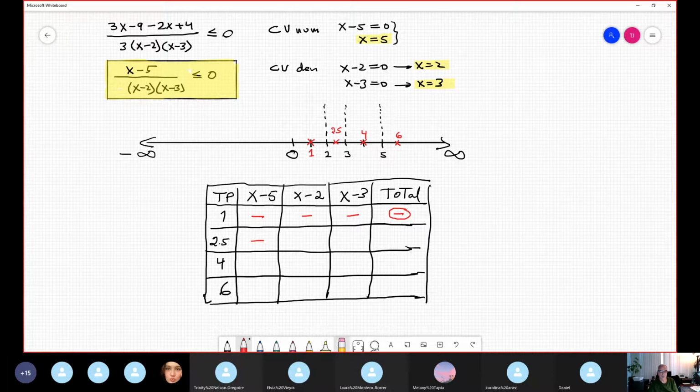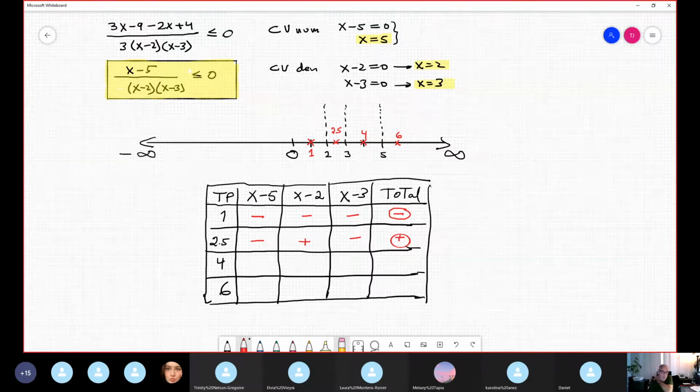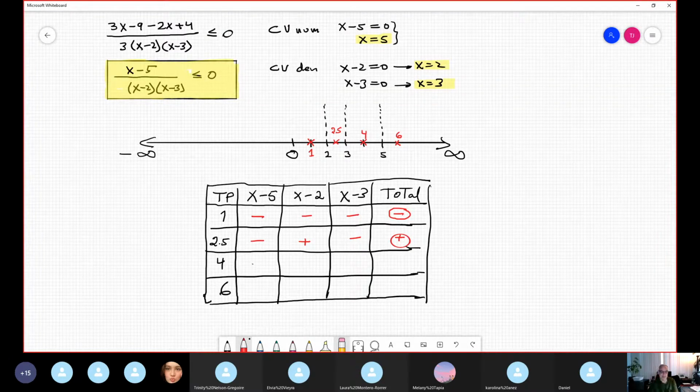2.5 minus 5 is negative. 2.5 minus 2 is 0.5, positive. And 2.5 minus 3 is negative. 2 negatives is positive. Remember, to know if it's positive or negative, you count how many negatives we have in total. We have 3 negatives. Odd number of negatives, negative. 1, 2. Even number of negatives, positive. 4 minus 5 is negative again. 4 minus 2 is positive here, and this is positive. 1 negative is negative. And 6 is positive. Therefore, it's obvious it's positive.